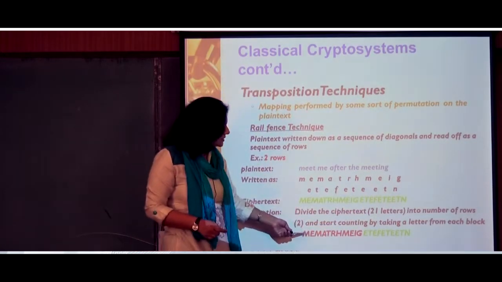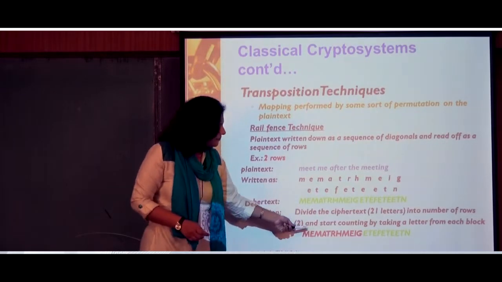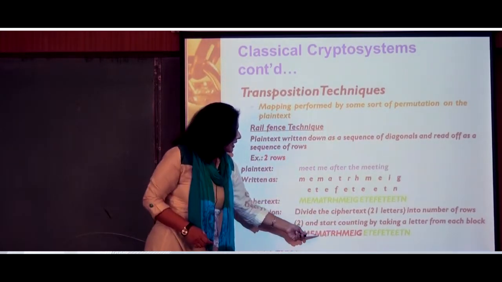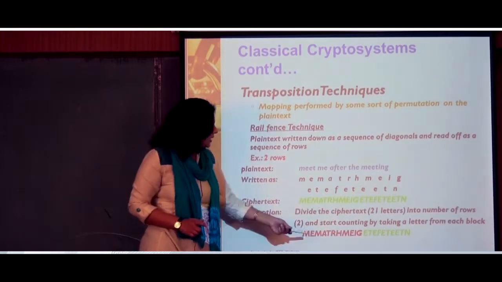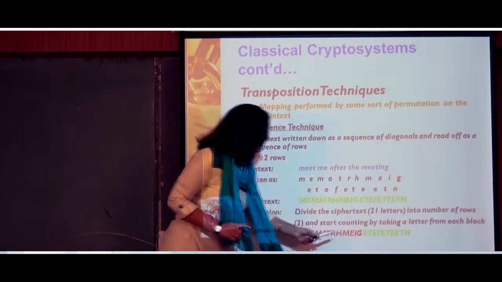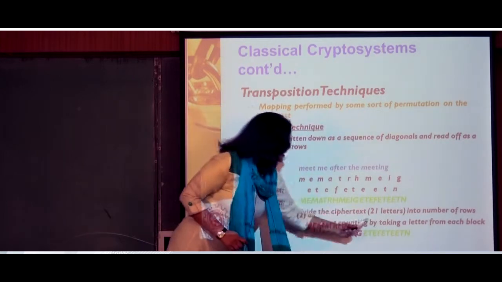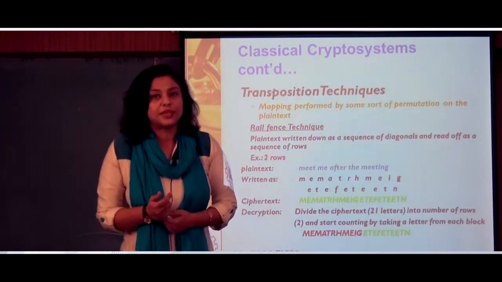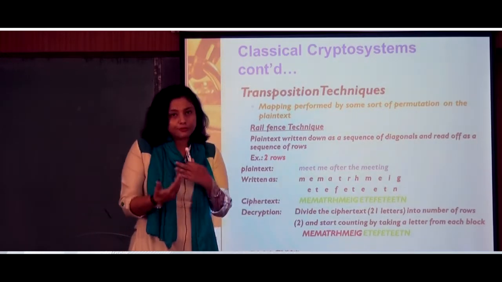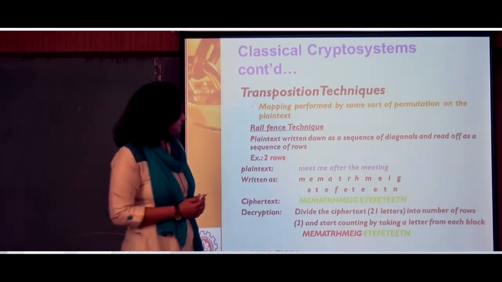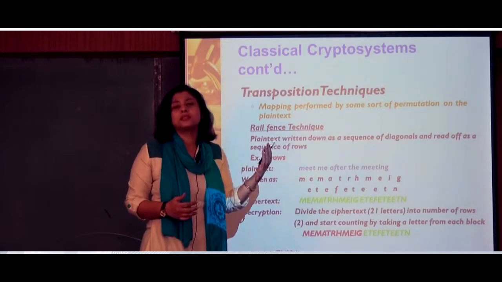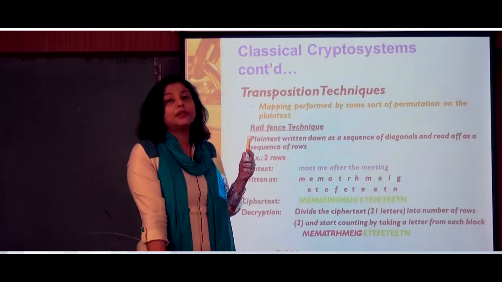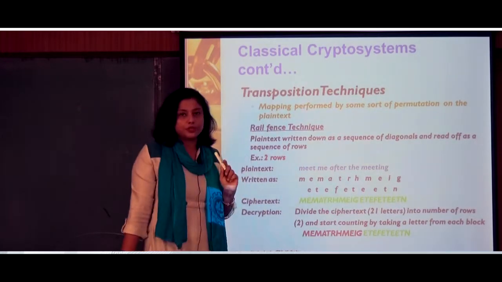So you can very well see that this becomes M E E T M E, that is meet me, then A F T E R, and so on. So you will be able to decipher the message at the receiving end after you do the decryption algorithm. So this is called the simplest of all rail-fence technique. Under which category? It falls under the category of transposition technique.